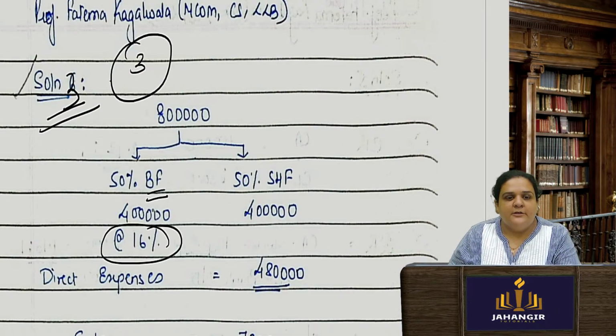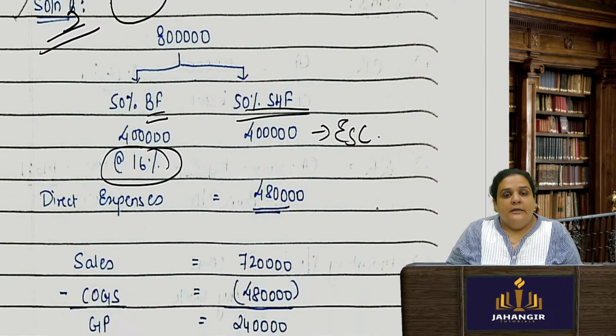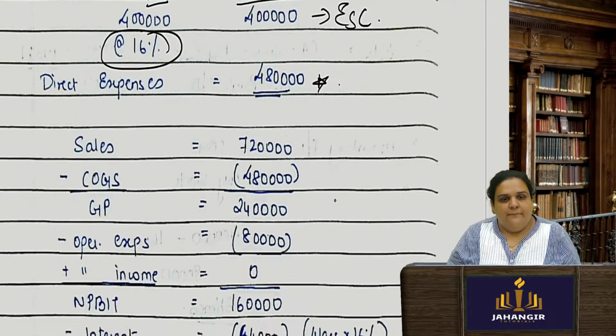So 50% of 8 lakhs, 4 lakhs. That means the balance 50% is shareholders' funds, equity share capital. They have not told me anything about preference share, so obviously this will be equity share capital. Direct expenses, they are saying it is 4,80,000.